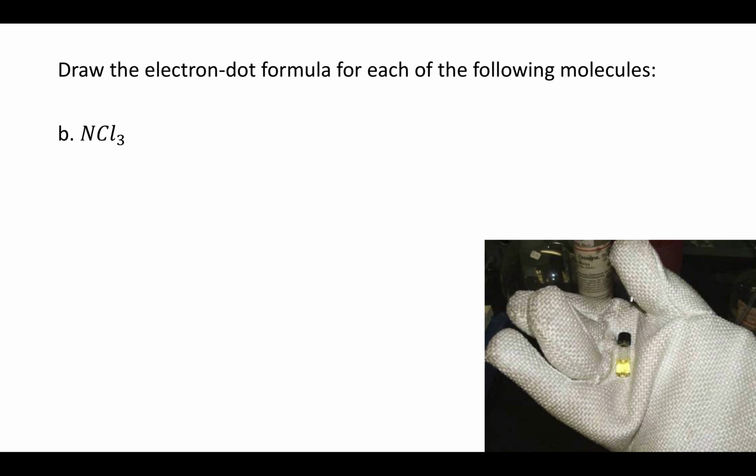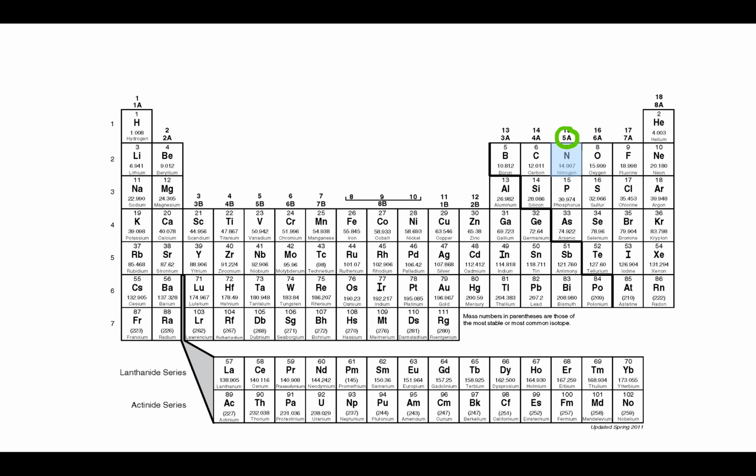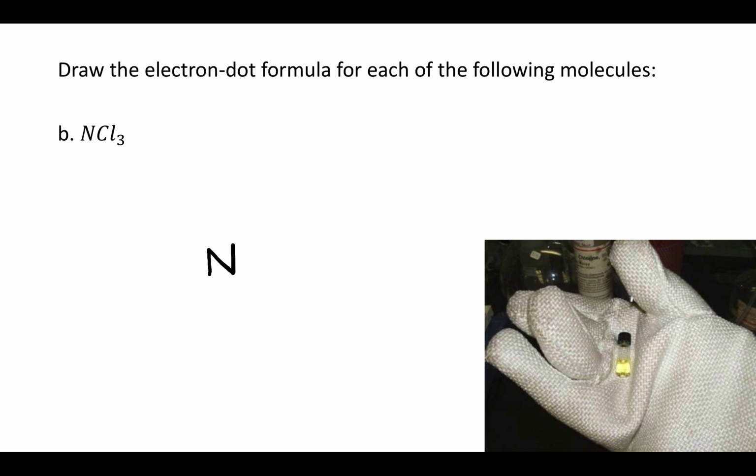Alright, the second molecule is NCl3. We'll start with the first atom, nitrogen. We only have 1 of them, so we'll just draw 1 nitrogen. Then, nitrogen is in column 5A. That means it has 5 valence electrons. So we're going to fill those electrons in around nitrogen. So 1, 2, 3, 4, 5.